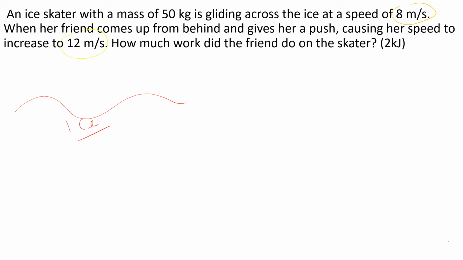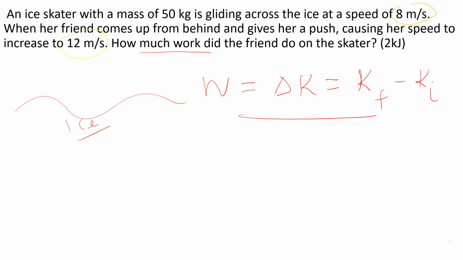So here we notice that there is an increase in velocity, therefore there is an increase in kinetic energy. That's why the question requires us to find how much work is being done. We remember that the work done in case there is a change in kinetic energy is equal to the change in kinetic energy. In this case, it will be kinetic energy final minus kinetic energy initial. This is the work-energy theorem.